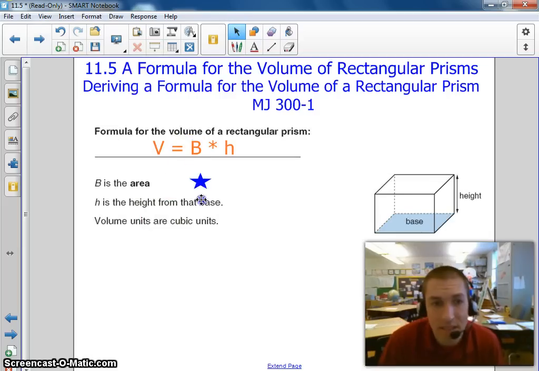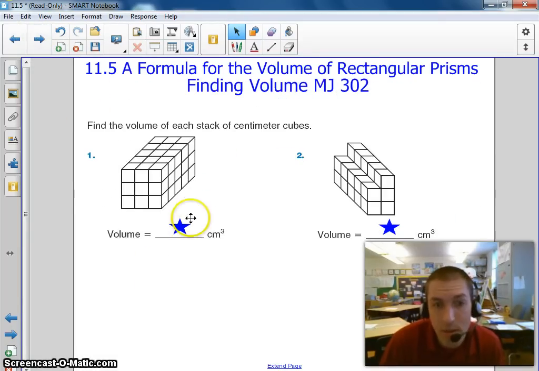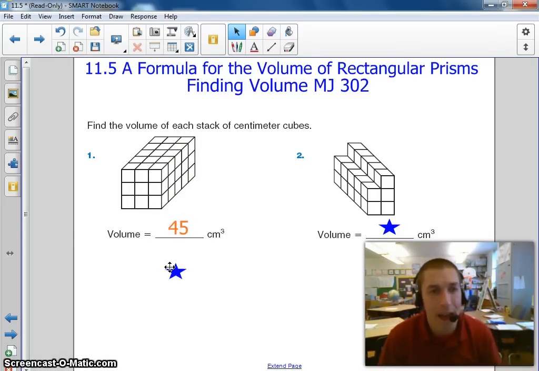So we just gave that formula. And hopefully you were able to figure it out. Now use that formula to figure this out. What's the length? 3. What's the width? 1, 2, 3, 4, 5. 3 times 5 gives you 15. So each stack has 15. The base is 15 squares. How many layers do we have? 1, 2, 3. 15 times 3 is 45.